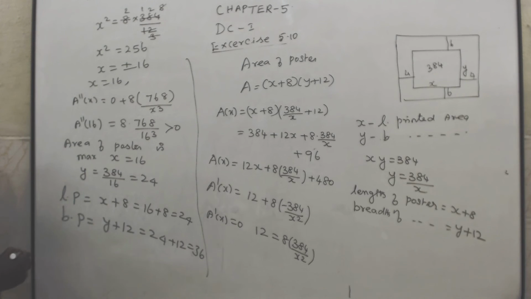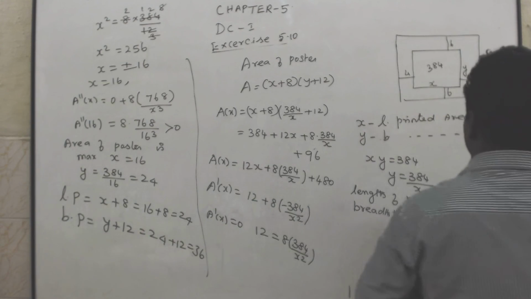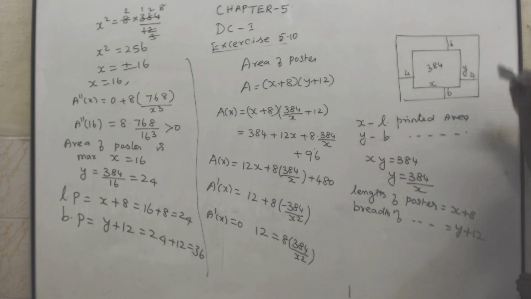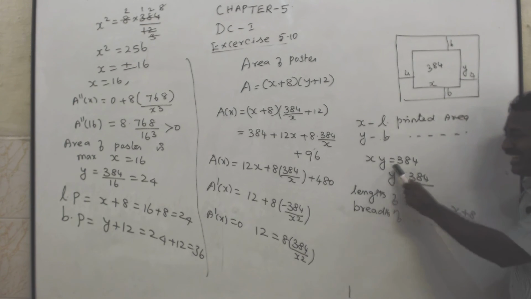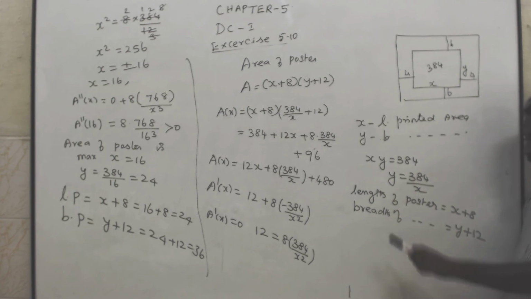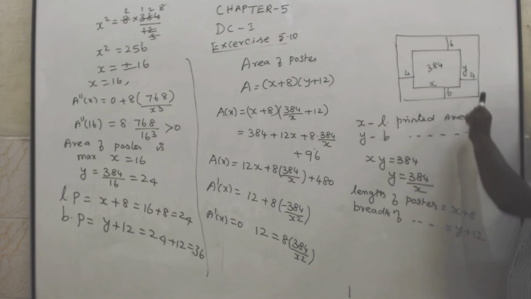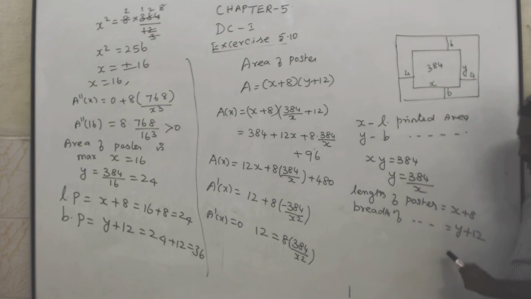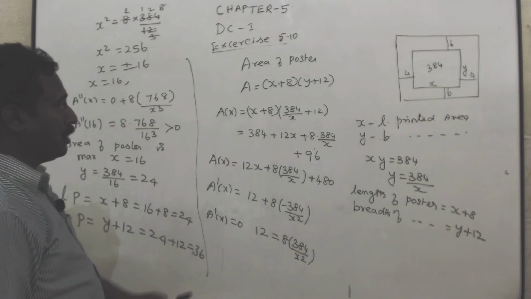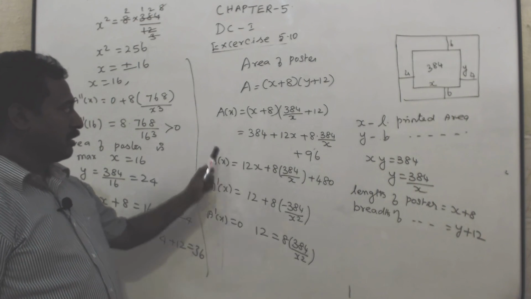Pay attention once again. First, a poster. Length of poster is x. Breadth of poster is y. Here a 6, there a 6. Side margin 4 plus 4. Area of printed area xy equal to 384. y equal to 384 by x. Length of poster x plus 8, because 4 plus 4. Breadth of poster y plus 6 plus 6, y plus 12. Area of poster A equals x plus 8 into y plus 12. y equal to 384 by x.